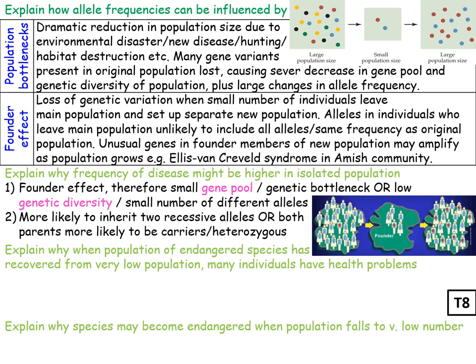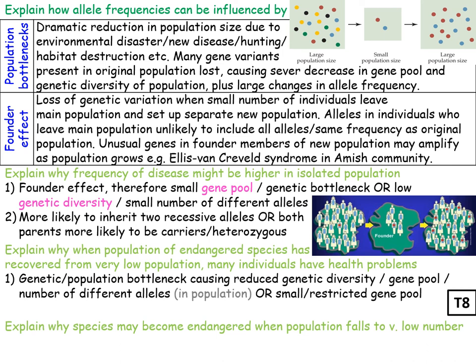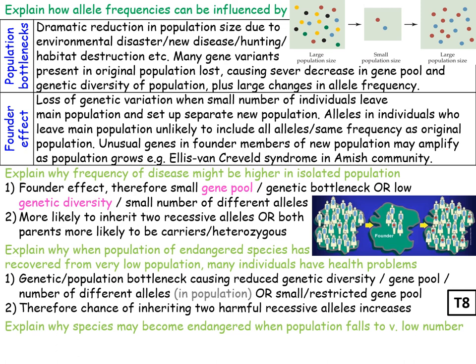Explain why, when a population of an endangered species has recovered from a very low population, many individuals have health problems. So you've got an endangered species, the population becomes very low, but then even if the population size increases, there's a chance of health problems, and this is because a genetic or population bottleneck causes a reduction in genetic diversity or in the gene pool or the number of different alleles in the population. In other words, there's a small or restricted gene pool. So the chance of inheriting two harmful recessive alleles therefore increases when the population suddenly becomes larger.